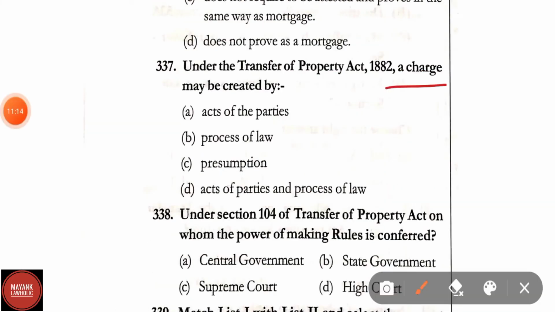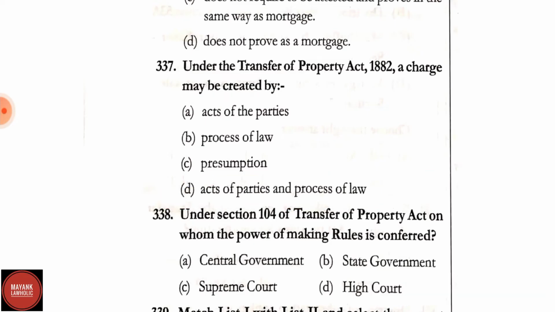Question number 337. Under TPA, a charge may be created: option A, act of the parties. Option B, process of law. Option C, presumption. Option D, act of parties and process of law. Here correct answer is option D, that is, act of parties and process of law.